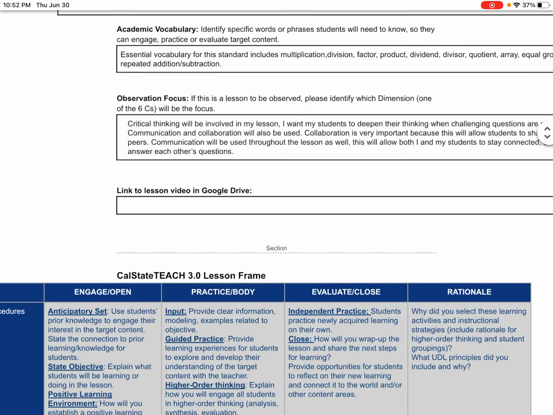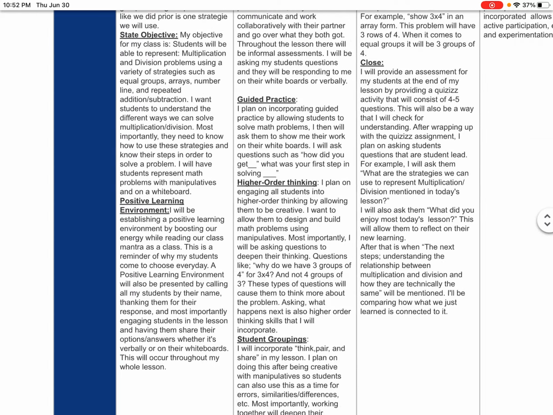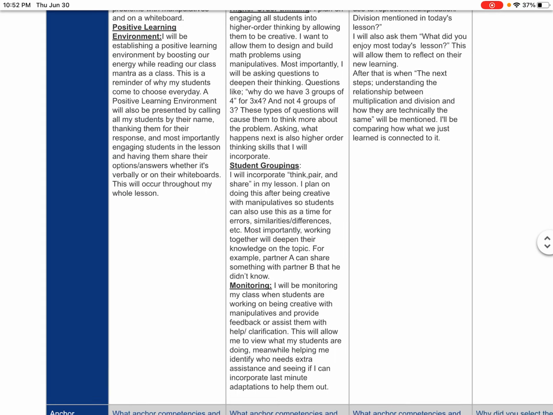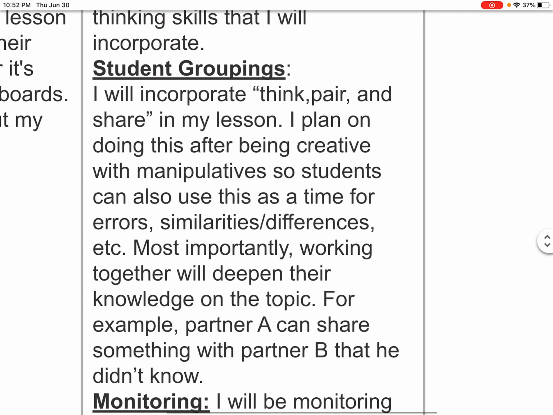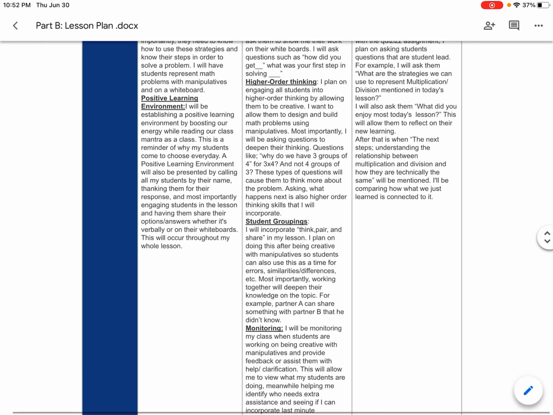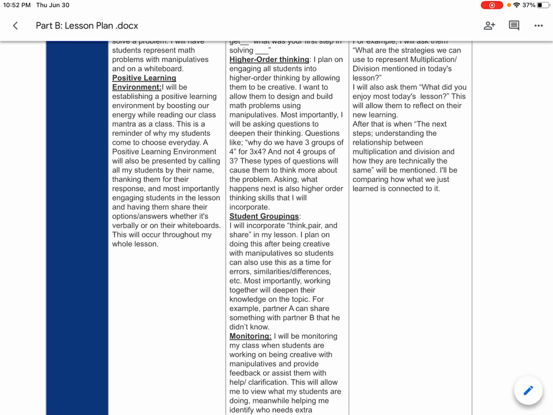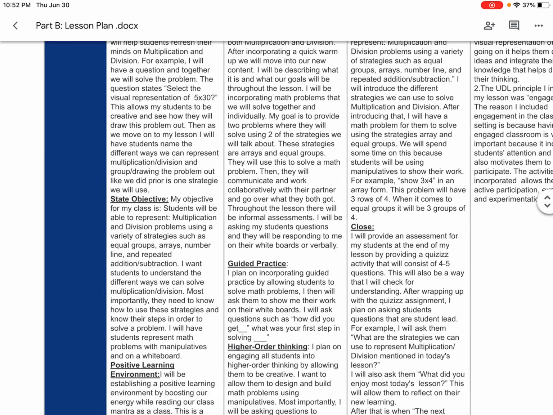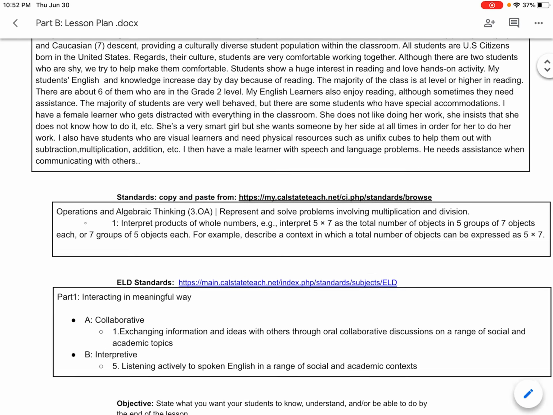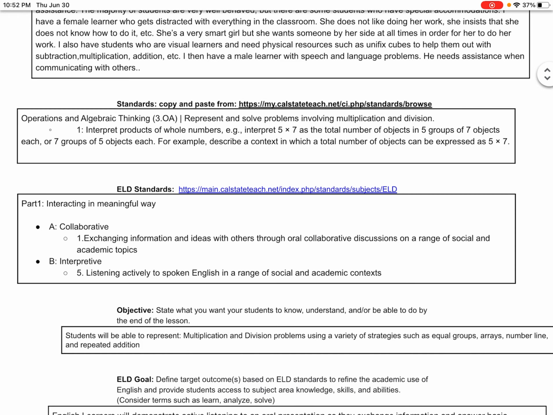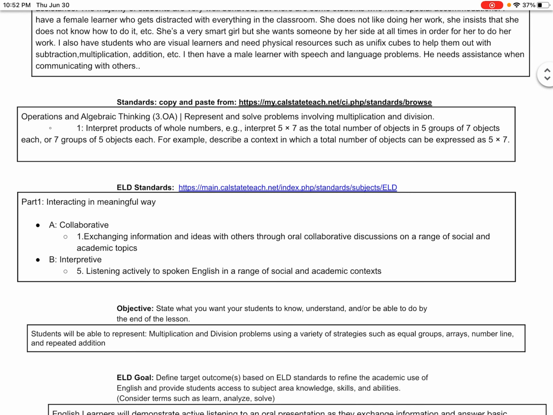And then if we move on right here, I'm going to go ahead a little bit. I talked about how I will incorporate think, pair, and share in my lesson. That's collaborative because we're thinking, we're pair sharing. So you have to make it connect to what you're going to do throughout your lesson once you're talking about your ELD standard.